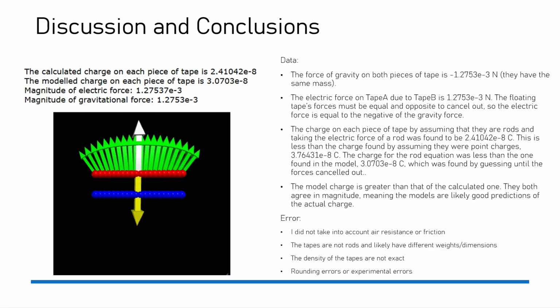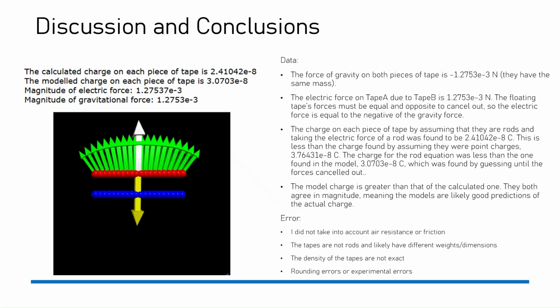Looking at the data, the force of gravity on both pieces of tape is negative 1.27 times 10 to the negative third newtons, and the electric force on tape A due to tape B is 1.27 times 10 to the negative third newtons, so they're opposite and equal. The charge on each piece of tape, by assuming that they are rods and taking the electric force of the rod, was 2.4 times 10 to the negative 8th coulombs, which is less than the charge from assuming they were point charges, which is 3.76 times 10 to the negative 8th coulombs, which is more than 3.07 times 10 to the negative 8th coulombs, which is from guessing until the forces cancel out.